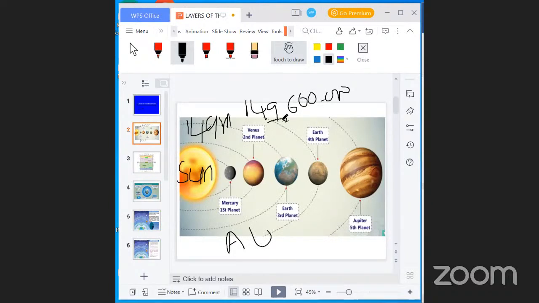149,600,000 kilometers means 1 astronomical unit. An astronomical unit means the distance from the Earth to the Sun, called AU, which is used to measure distances throughout our solar system.